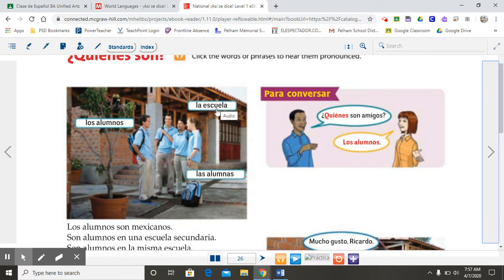Let's practice it. Ready? Escuela. Escuela. Alumnos. What does that mean? Students. If you want to be specific, you can say male students. It could be male students, or it could be a group of students. But this one, alumnas, what does this one mean? This one can mean a group of girl students and nothing more.